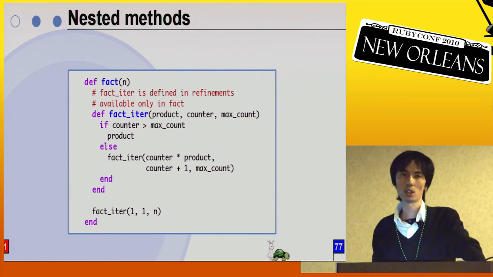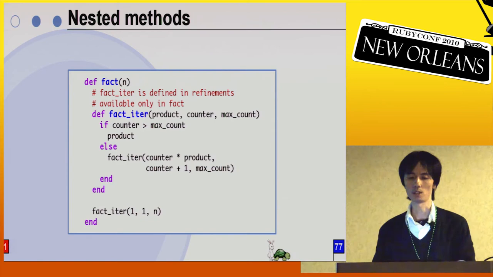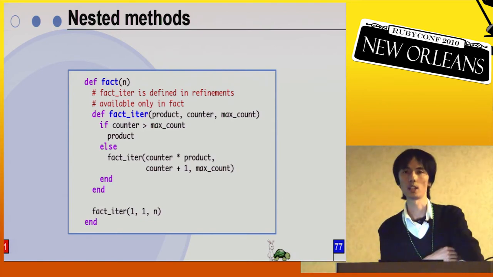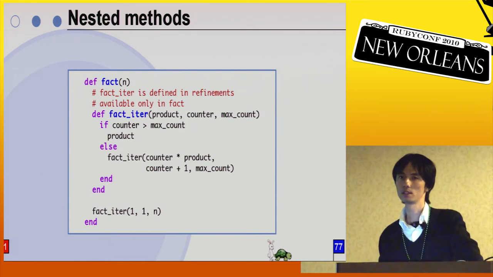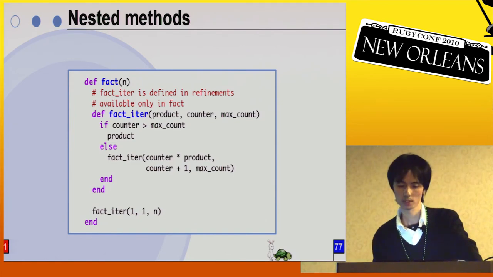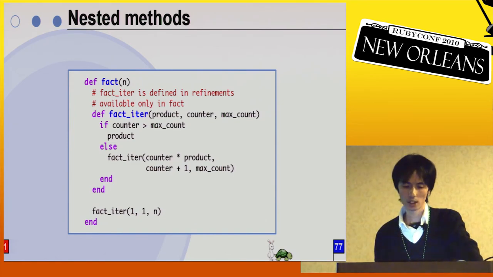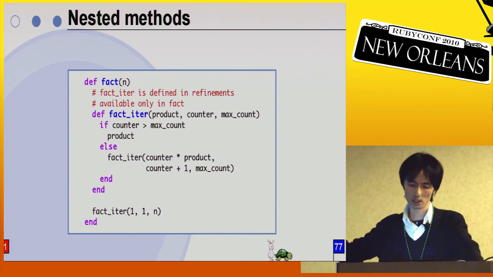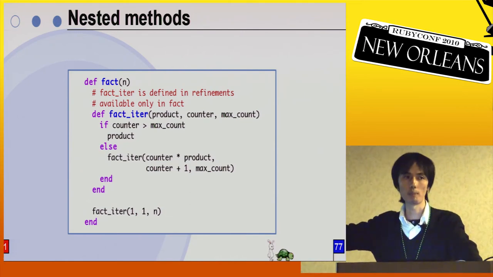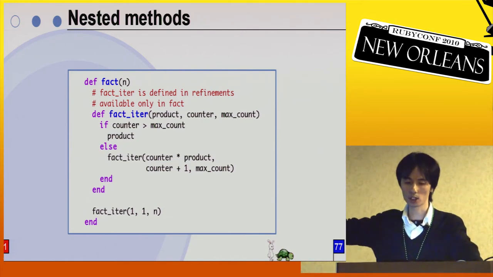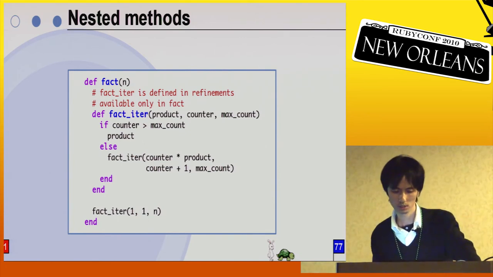Refinements also apply to nested methods. Currently, nested methods in Ruby are not useful because nested methods are defined outside the method. And I modified it, and in my implementation, the inner method is defined in a refinement, which is only activated in this method.